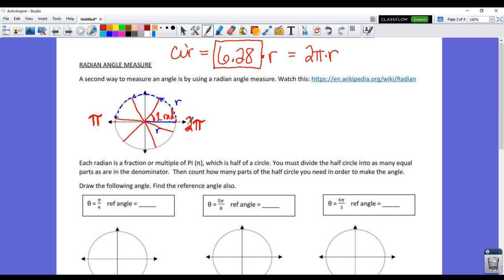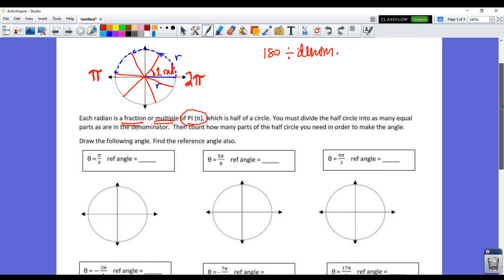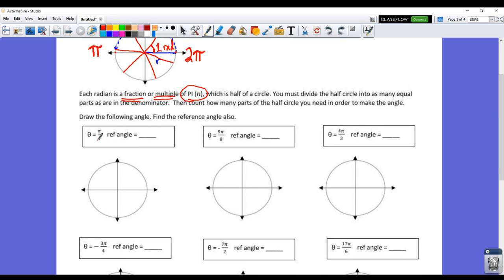Okay, so if we want to figure out how much a radian is, we're going to take 180 and divide it by your denominator. Okay, because we are splitting 180 degrees into your denominator, right? That's pi all the way around. So a radian is going to be something in terms of pi, a fraction or a multiple of pi. Okay, and we're going to count the parts. It's really kind of nice, and we're going to be doing lots of division. So pi over 4. So what we're going to do is we're going to divide 180 into 4 parts. Okay, so here's our 180 degree line. We're going to divide it into 4 equal parts.